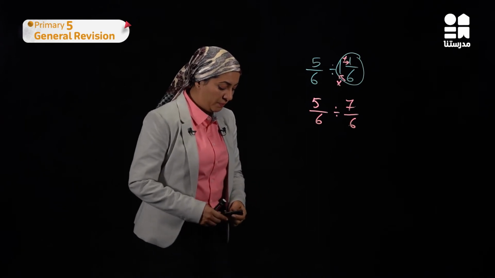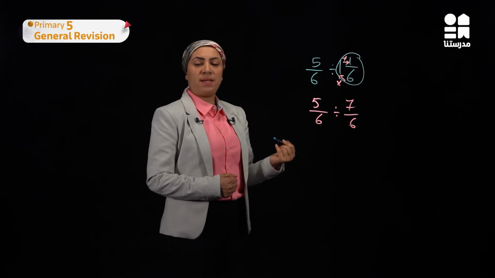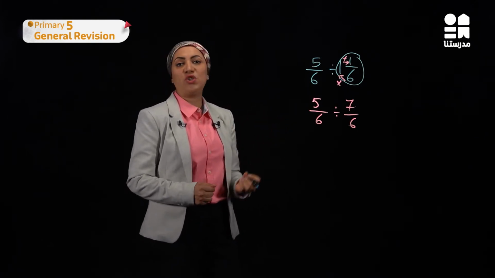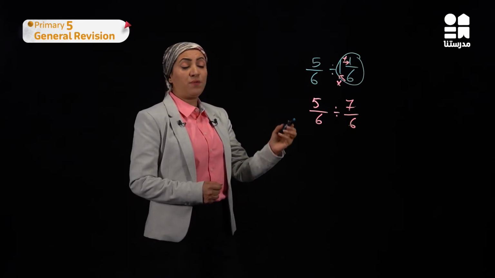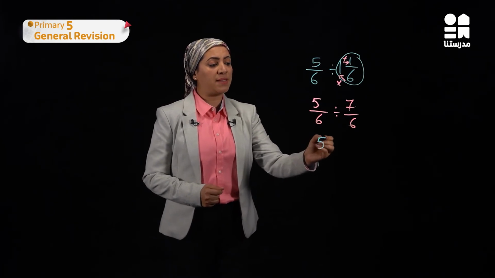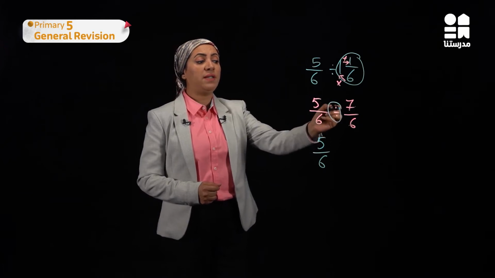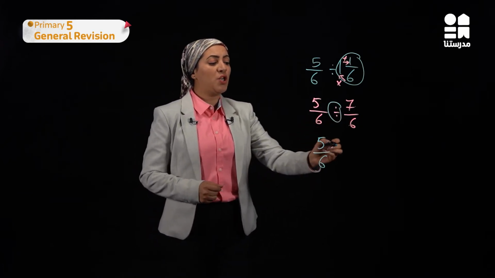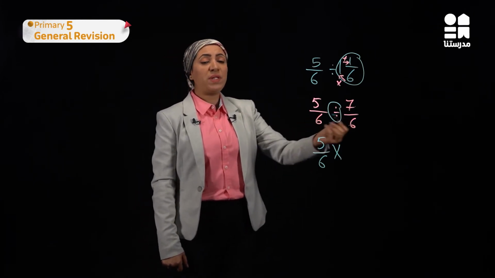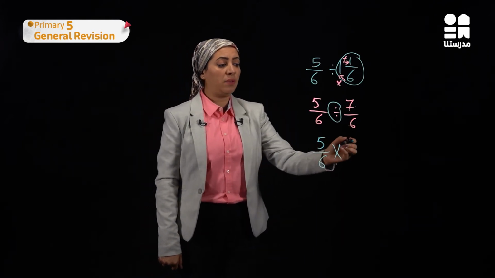Okay, so here, remember the rules that we said about changing a divided question to a multiplication question. When I have fractions, the first fraction tells me, leave me as I am. Then I go to the divided sign. It tells me, turn me to a multiplication sign. Then I move to the second fraction here and it tells me, please flip me upside down.